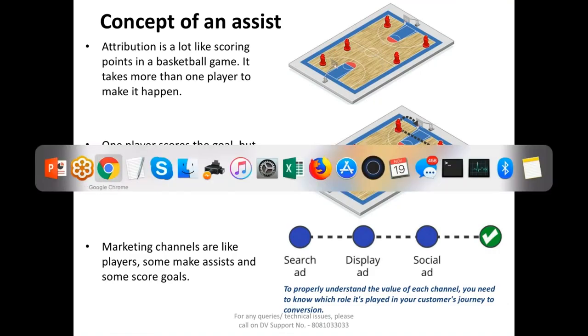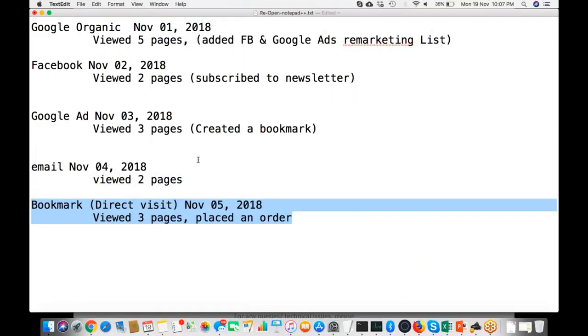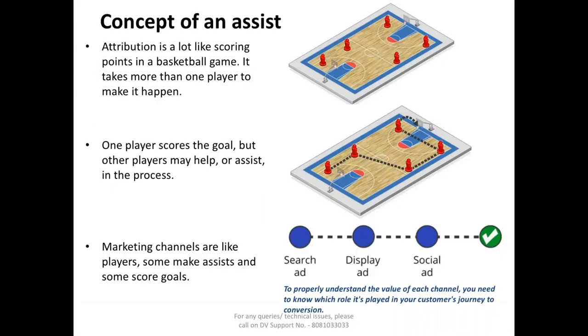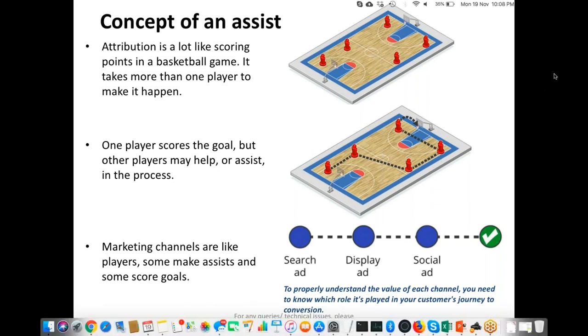Now, you said you can give the conversion credit to the first channel or to the last channel. You must realize that attribution is a lot like scoring points in a basketball game, or in a football game. It takes more than one player to make it happen, okay? If you talk about football, should the player that scored the goal be given all the credit, or would you like to give credit to the players who passed the ball very well to the forward? If you remove those players assisting the forward from the team, will this player be able to score goals? No.